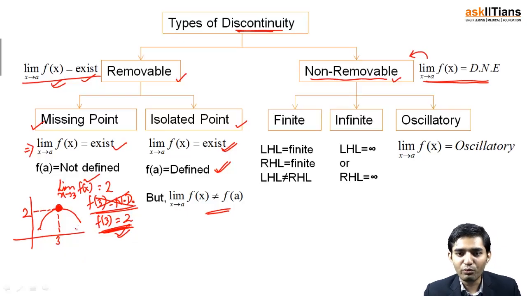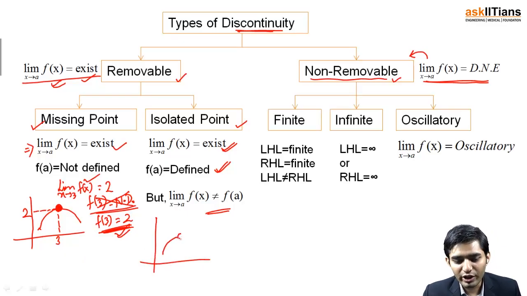And in isolated point type, it is the same as missing point, but in this case the point is isolated. It is not missing, but it is isolated. It is defined somewhere else. So suppose like this. In missing point type it was completely missing, but here it is defined somewhere else. This is 4 and this is 2. And suppose this point is x equal to 3.